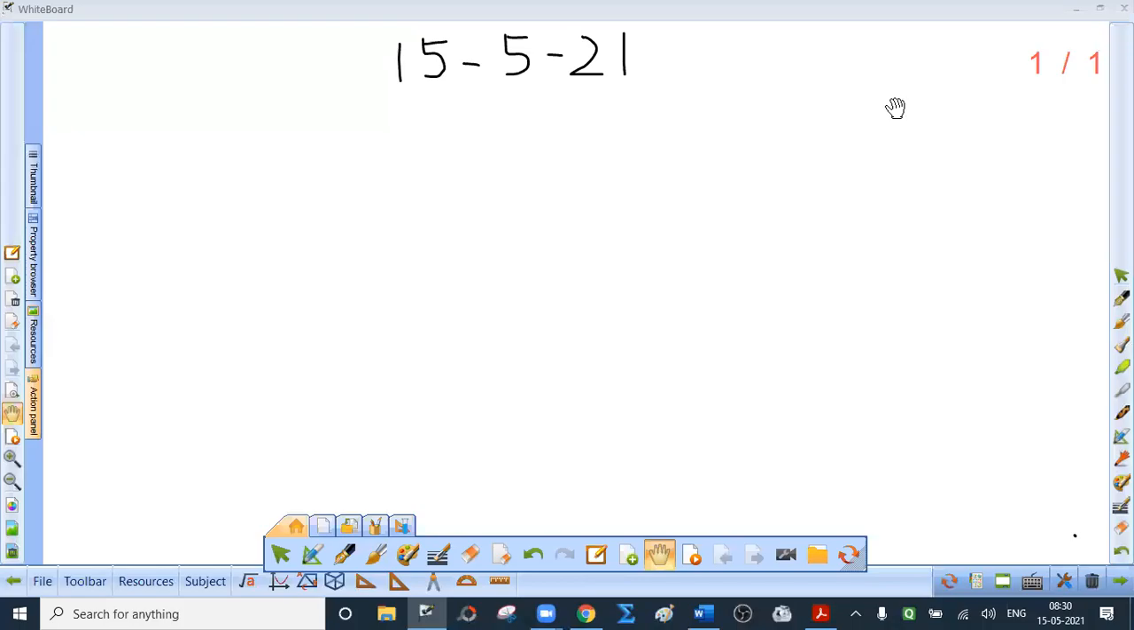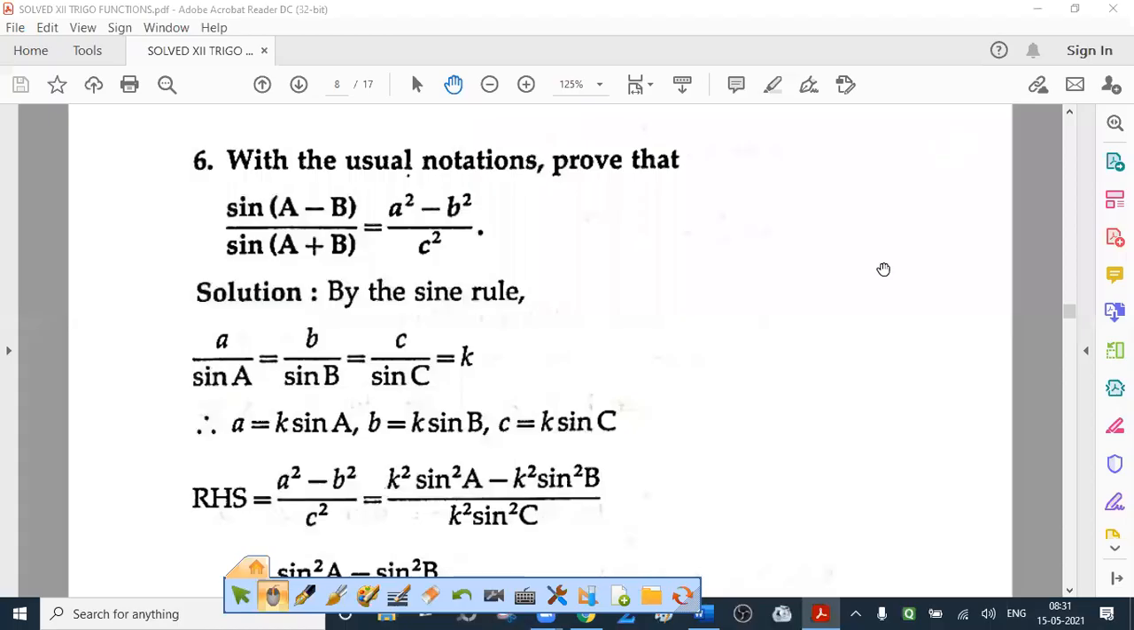Good morning. We are solving sums from miscellaneous exercise. Sum number 6. Just listen to me. You have to write the solution after the lecture.